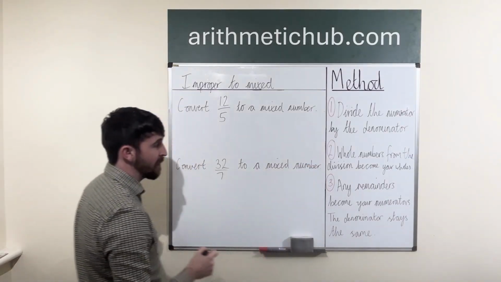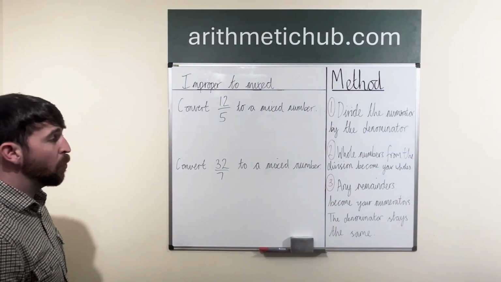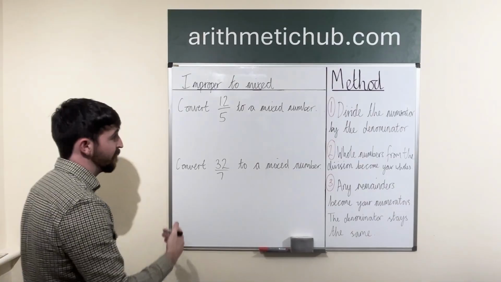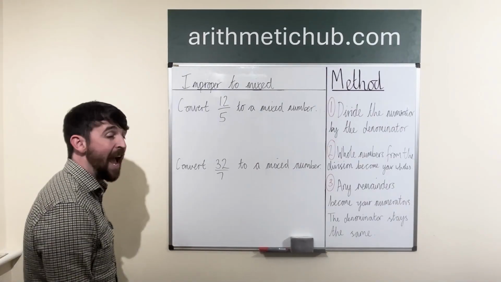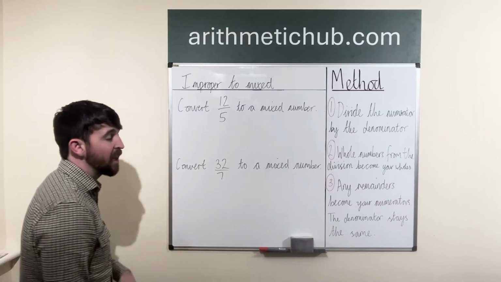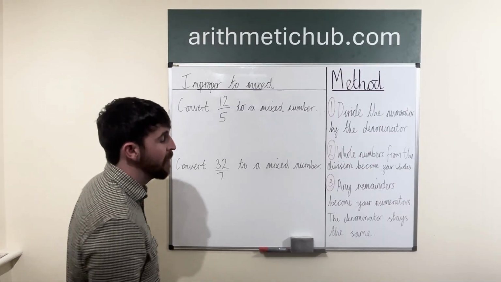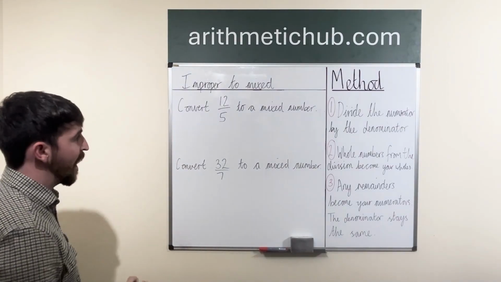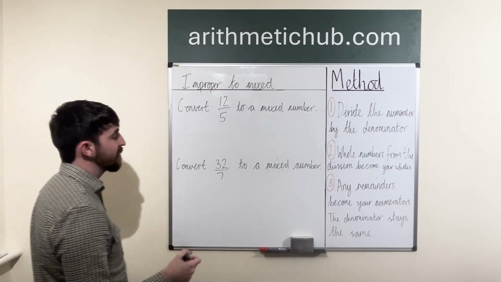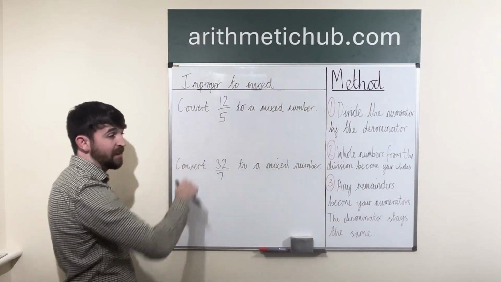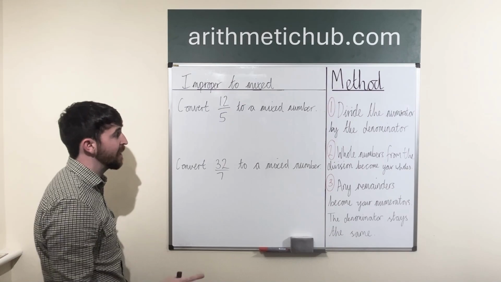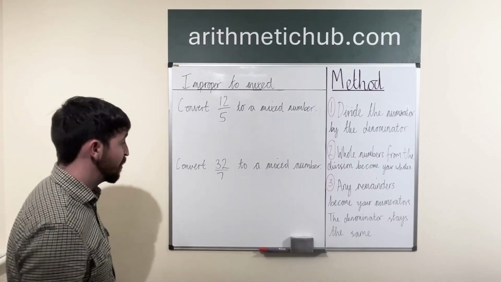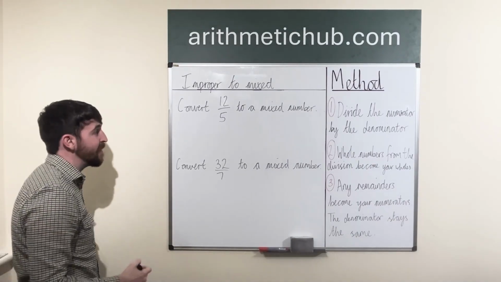The second thing we need to do, it says whole numbers from the division, they are going to become your wholes. So when we are converting from an improper fraction to a mixed number, any whole numbers from your division, they're going to be what becomes your wholes, okay? Then the third point says any remainders become your numerators and the denominator always stays the same. So in this question, the denominator starts off as 5, the denominator is going to end up as 5. In this question, the denominator starts as 7, so the denominator is going to end up as 7, isn't it?